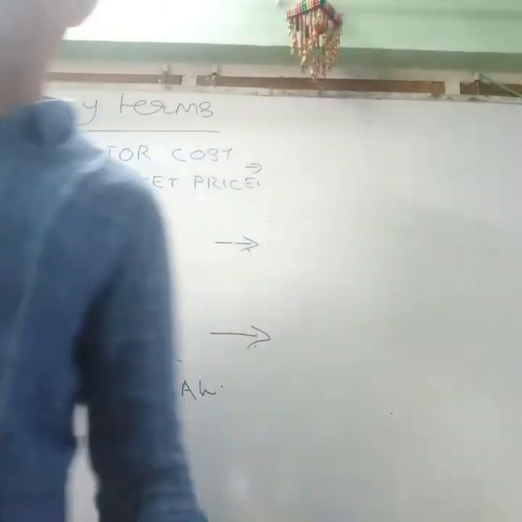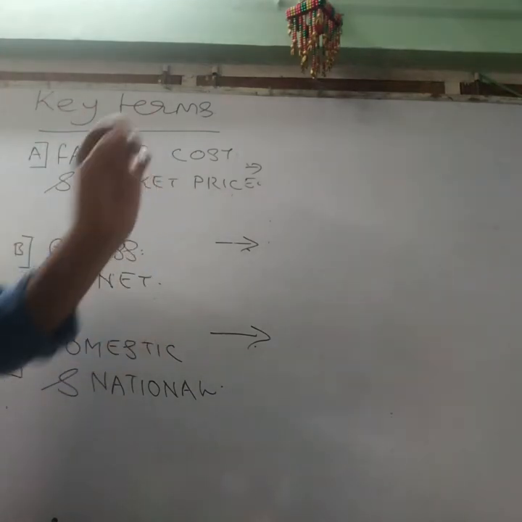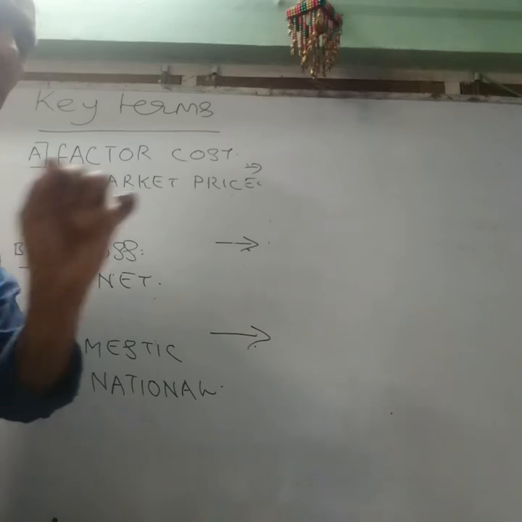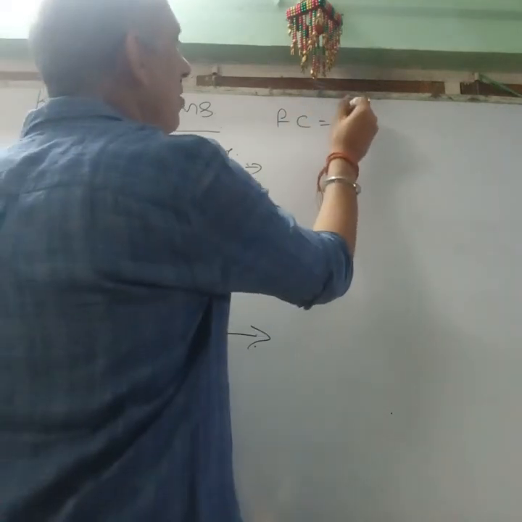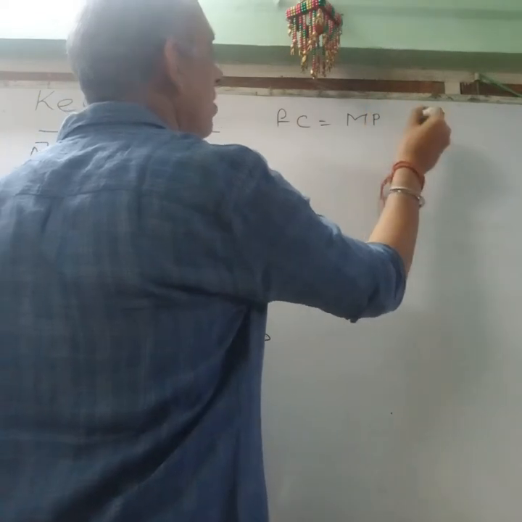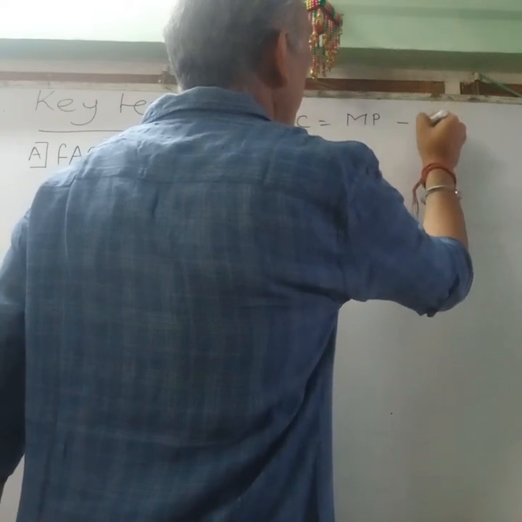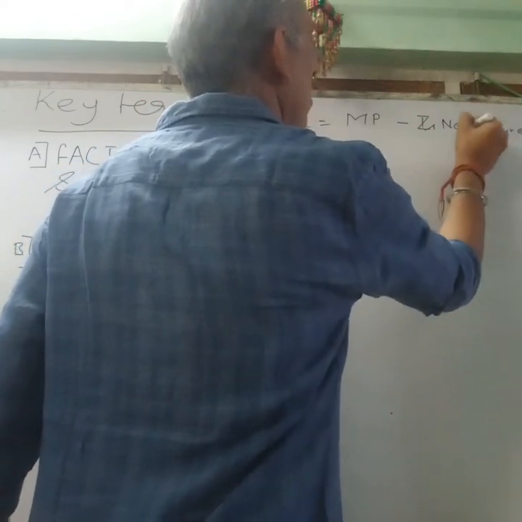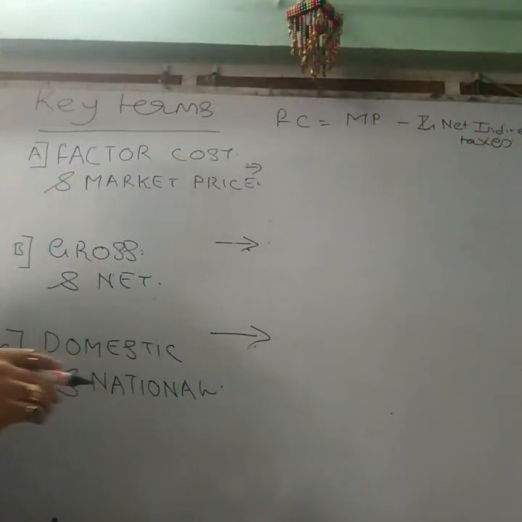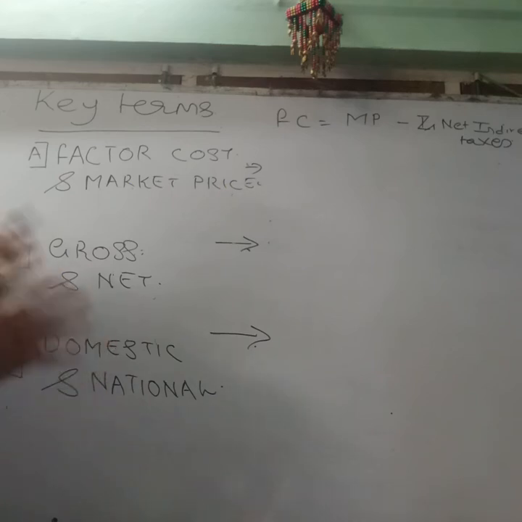Now, let's start quickly. The first one being factor cost and market price. The difference between the two is referred to as net indirect taxes. So, first I write down the formula and then I'll explain it. Factor cost is equal to market price minus net indirect taxes. Am I clear? Factor cost is equal to market price minus net indirect taxes.